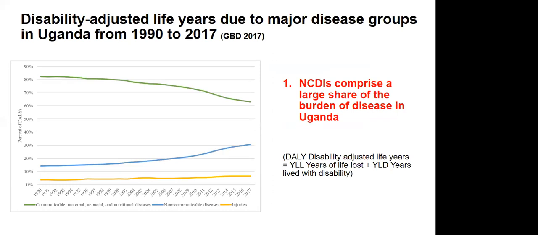After the commission's work, when we looked at all the data we had found, we noticed that NCDIs comprise a large share of the burden of disease in Uganda. I'm sure this graph is quite familiar to many of us. You can see the green one is the communicable, maternal and child health conditions. The blue is NCDs, and the yellow is injuries. And there is a study done by Dr. Kalyesubula and team that found a similar trend for a 4-year cohort of patients from Mulago National Referral Hospital.